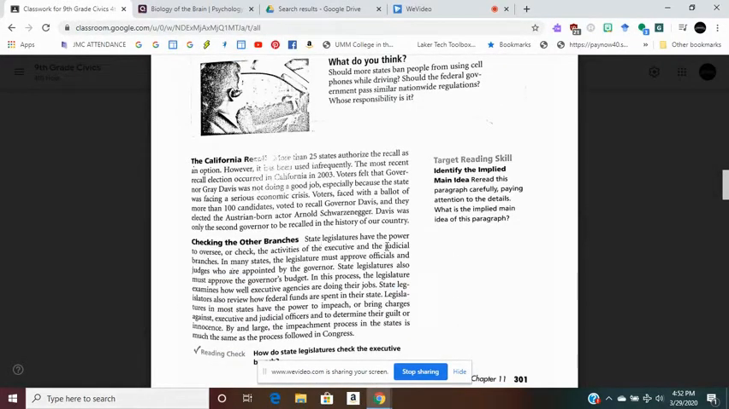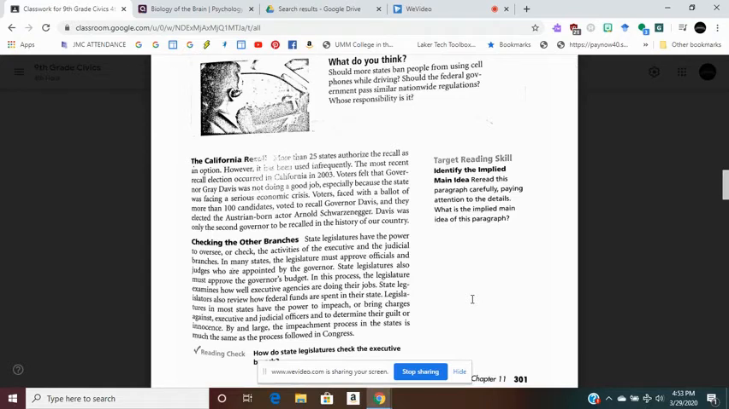The state legislatures. State legislatures have the power to oversee or check the activities of the executive and the judicial branches. In many states, the legislature must approve officials and judges who are appointed by the governor. State legislatures also must approve the governor's budget. In this process, the legislature examines how well executive agencies are doing their jobs.